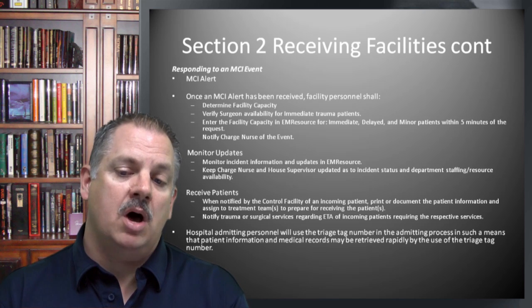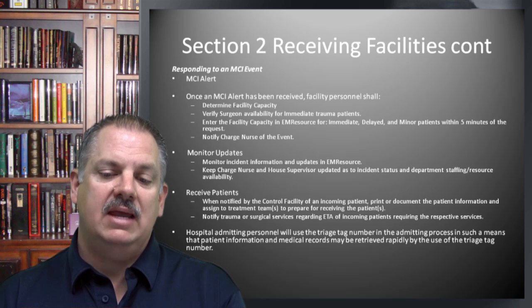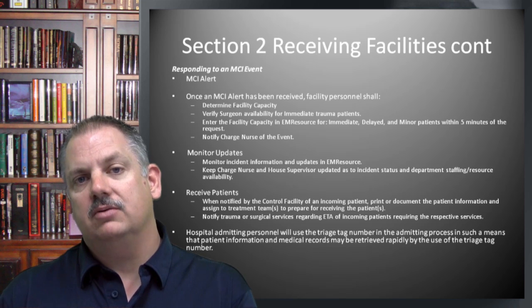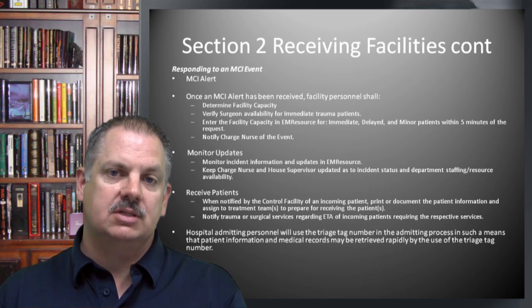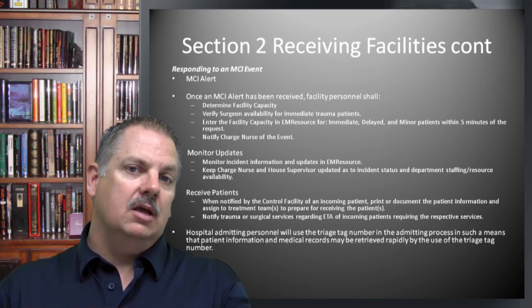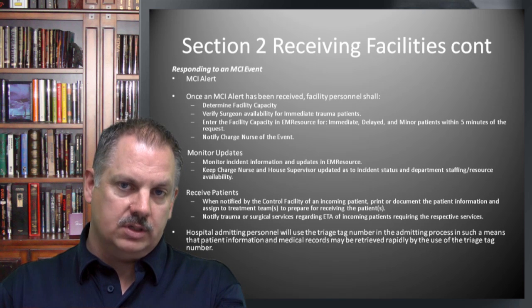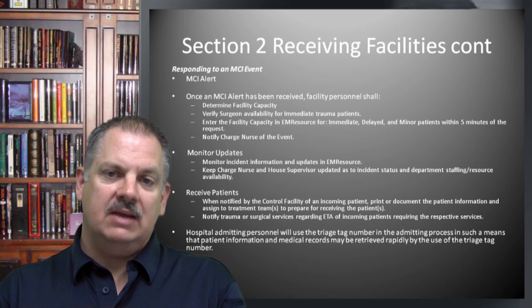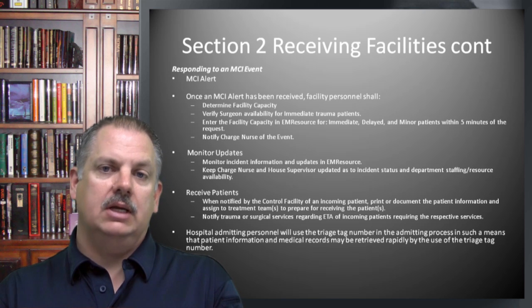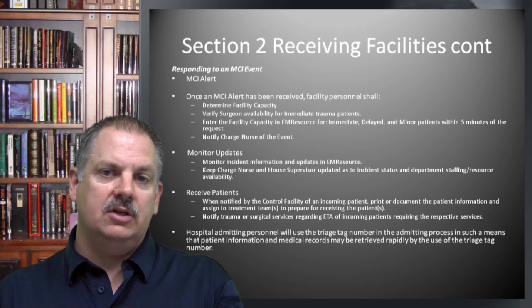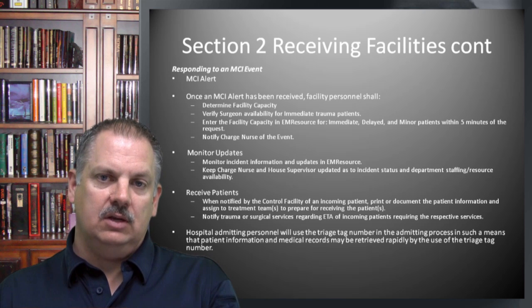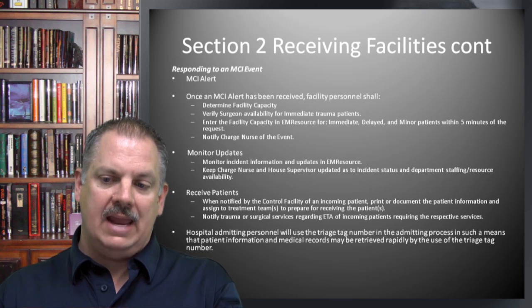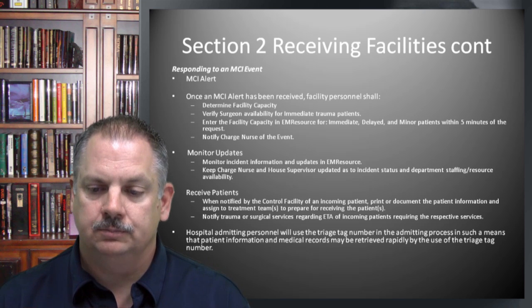The receiving facilities need to monitor for updates, and as they receive patients, the only information that the receiving facilities are going to have regarding incoming patients should be coming from the control facility, because remember, the inbound units aren't going to be giving reports. So the control facility will advise them what's coming in. They should be given the age, the gender, and then the very simple injury ID, which is going to be a 47-year-old male head injury. That's what the receiving facility will know, and then an ETA of the ground ambulance or the air resource that's coming in.